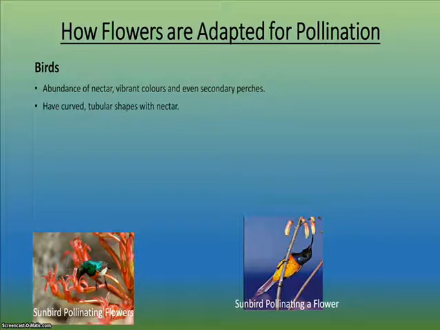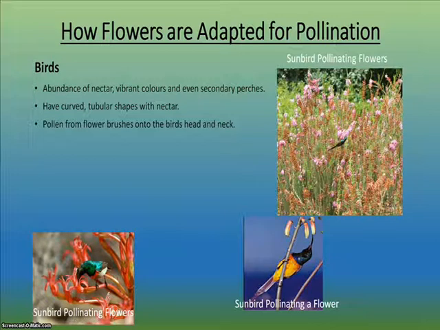for non-hovering birds. Flowers have adapted curved, tubular shapes that birds have to reach down to get some of the flower's nectar. In doing so, pollen from the flower brushes onto the bird's neck and head and can, in the same way, be transferred onto other flowers.